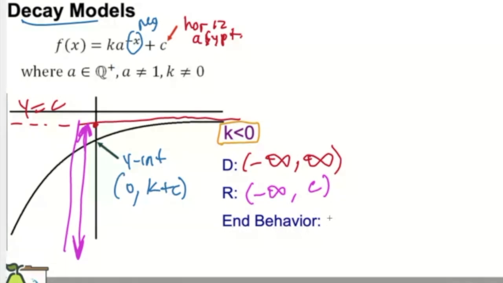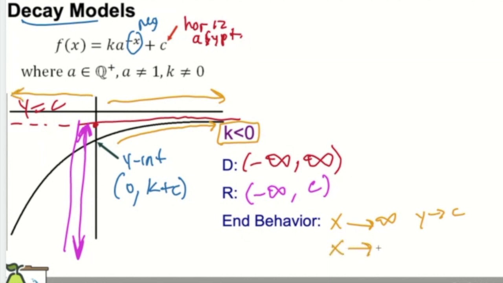And behavior, it's going to be x approaches infinity. So we're going this way. The graph slowly approaches C. So y approaches C. As x goes this way to negative infinity, y goes all the way down to negative infinity. You know, our end behavior is always going to be the same. It's always going to be y approaches C or y approaches negative infinity. It just might get switched around depending on which way your graph goes.